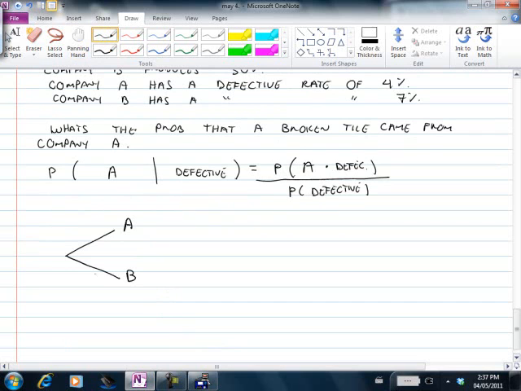You get disease or not. Company A will produce two types of tiles: one that's defective and one that's not. Company B also has two types of tiles. This is how you set this up. Only thing I'm missing now are numbers. Your job is to fill in the numbers.